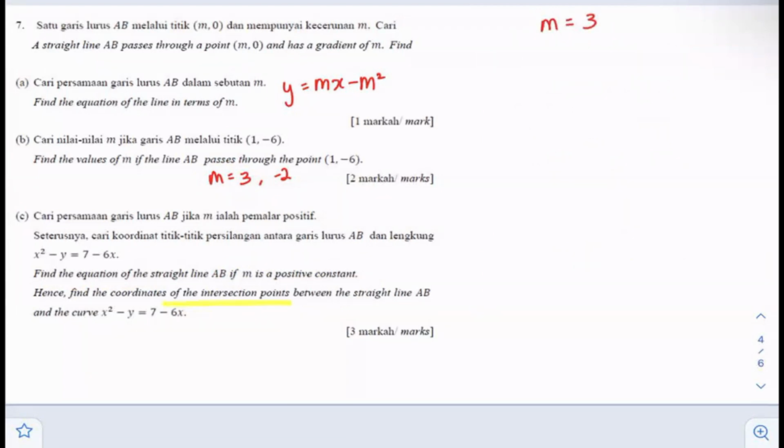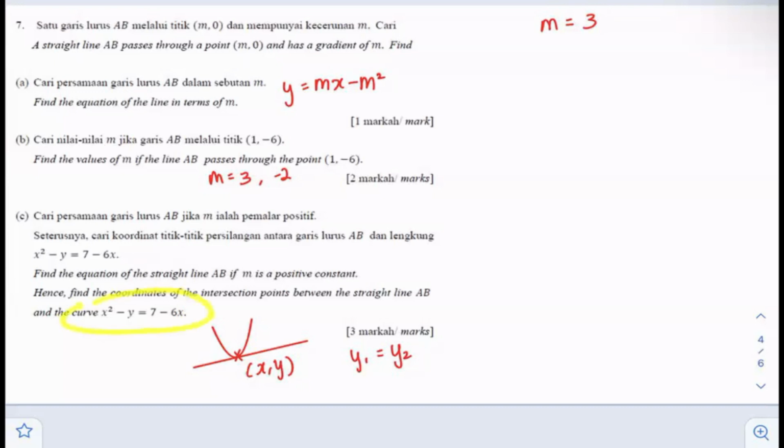Hence, find the coordinate of the intersection point between the straight line and the curve. So for the intersection point, it will be something like this: I have a curve and I have a straight line. So at this point, x, y, it will fulfill the function of this curve and also the straight line, which means that at this point, y1 will be equal to y2. Let's say y1 is the curve and y2 is the straight line. So this x and y can be put into both equations.